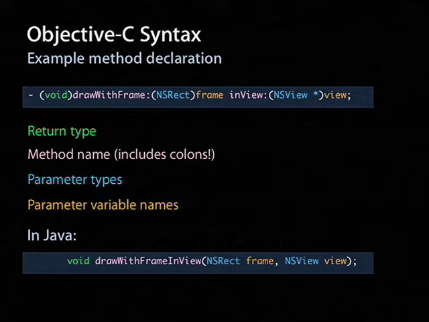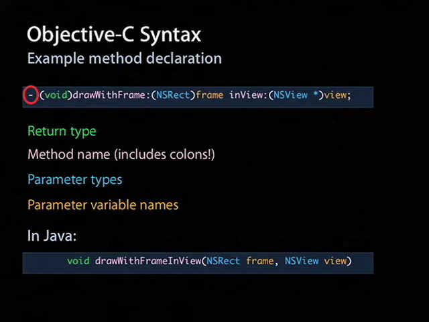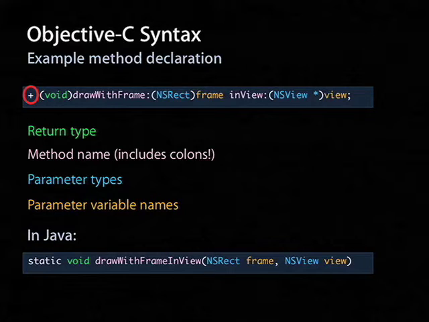One last part that's important is that leading minus sign. This just indicates it's an instance method. You would call it a non-static method in Java. If it were a plus, it would be a static method like you know in Java.